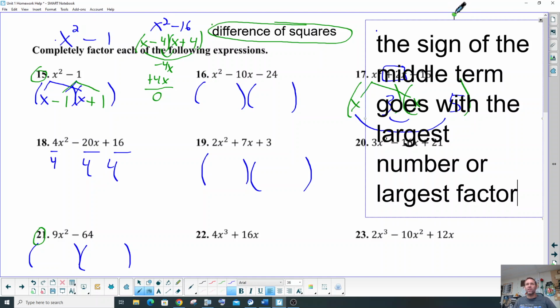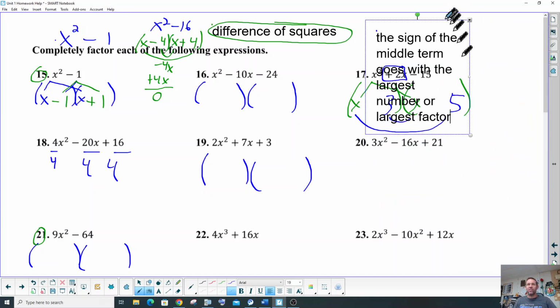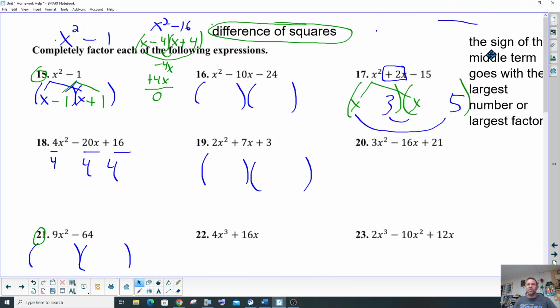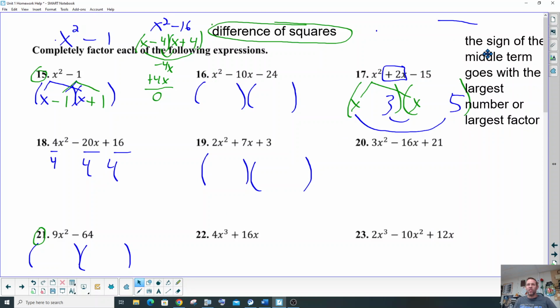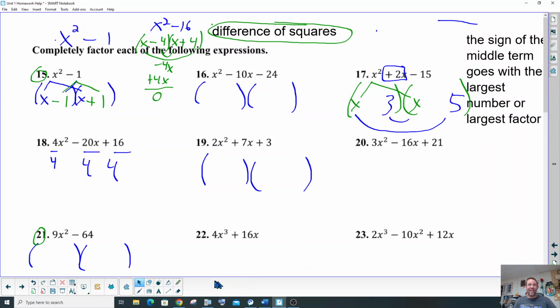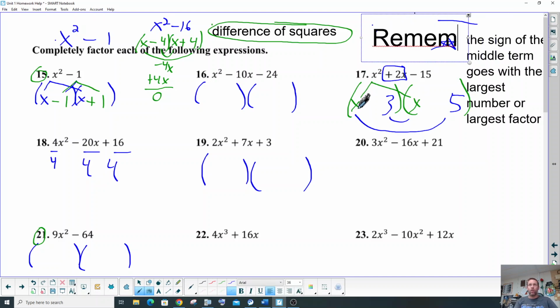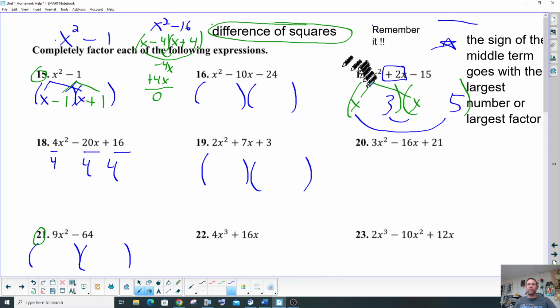Okay? So let's go ahead and try it. There we go. So this is something that you want to memorize for sure. The sign of the middle term goes with the largest number or the largest factor. That's really important to remember. Remember it. So the sign of the middle term goes with the largest factor.